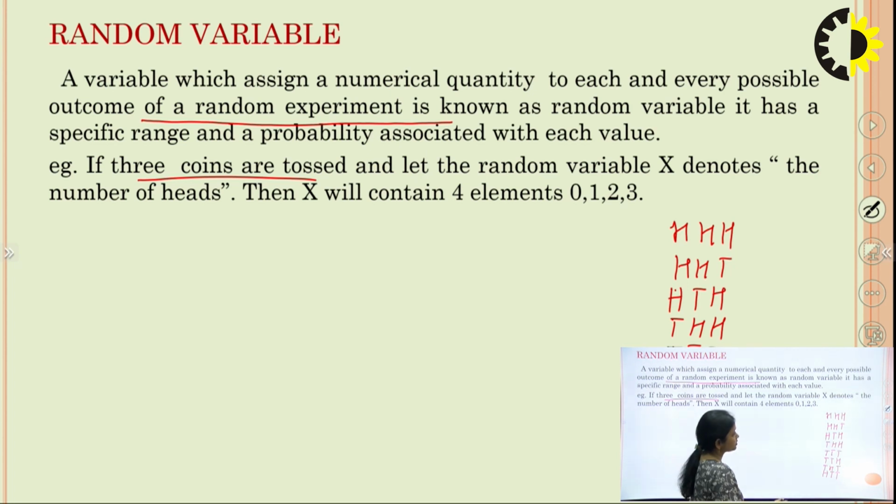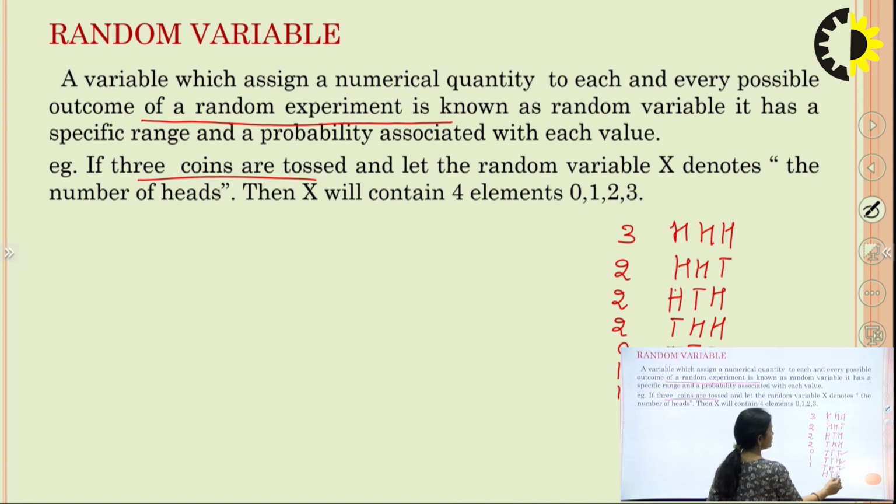Now here, corresponding to each possible outcome, I can assign a number. For the first outcome, I can read it as the number of heads. How many heads did I obtain? 3 heads. For the second possibility, the number of heads is 2. For the third possibility, the number of heads is 2. For the next possibility, the number of heads is 2. And for this possibility, the number of heads is 0. And for this one, the number of heads is 1. For this one, the number of heads is 1. And for this one, the number of heads is 1. So corresponding to each possible outcome, I have assigned a number.